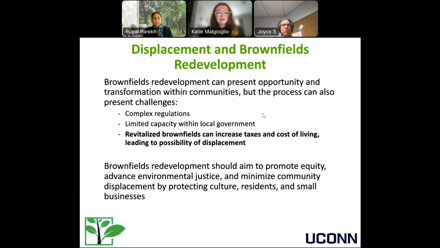Revitalized brownfields can increase taxes, increase rent prices, and increase cost of living within communities, and this always leads to the possibility of displacement. In this year's round of grants, like we've mentioned, there's a big emphasis on environmental justice and underserved populations. It is those underserved populations that are at risk of displacement from their homes and their neighborhoods. So we really want to think about brownfields redevelopment as an opportunity to promote equity, advance environmental justice, and protect the culture, residents, and small businesses of communities through anti-displacement initiatives.